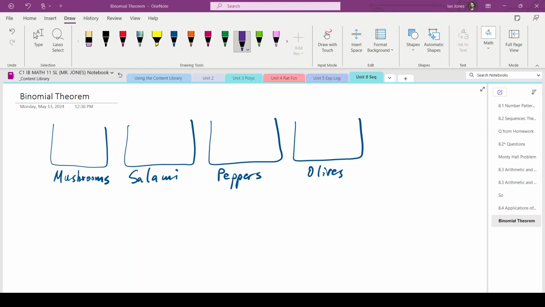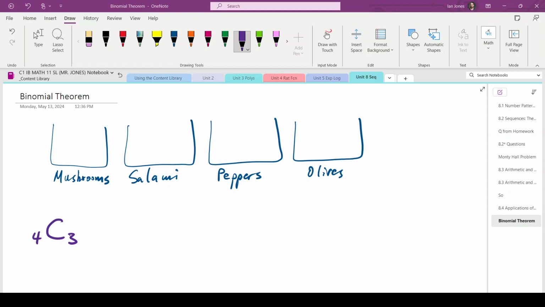Suppose you have 4 possible toppings for a pizza: mushrooms, salami, peppers, and olives. And you want to make a 3-topping pizza. Okay? So you have 4 toppings and you're going to choose 3 among them. How many different ways could you make a pizza?